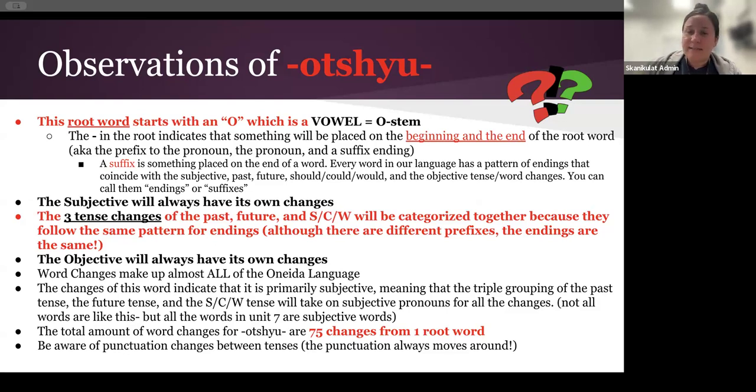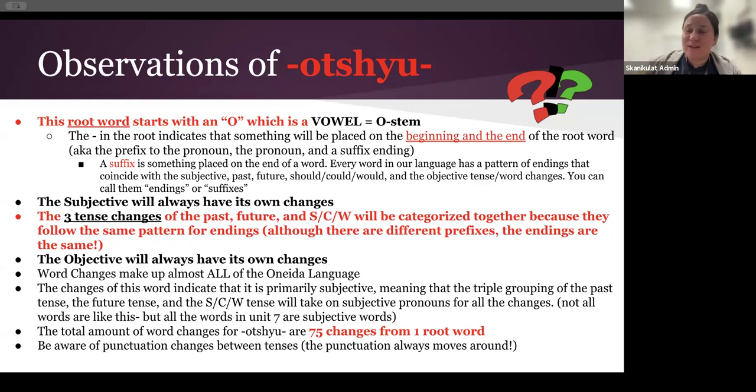The subjective always has its own changes. The three tenses, past, future, and should, could, or would, are categorized together because they share the same ending. I know I sound like a dead horse saying this, but it's because it's important. If I'm saying it more than once, listen up because it's important. This is key, critical information. The objective is always going to have its own changes and its own ending specifically.